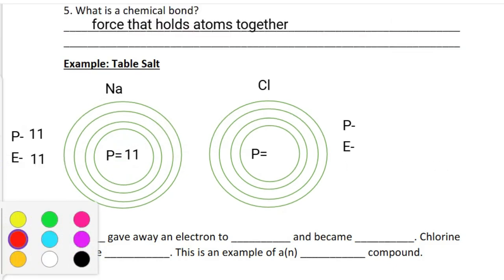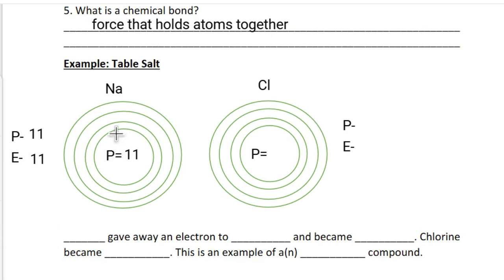So we're going to draw those in the shells. Remember, the first shell can hold a maximum of 2 electrons. So there's 1, 2. Second shell can hold a maximum of 8. So 1, 2, 3, 4, 5, 6, 7, 8. That makes a total of 10. So that leaves us with 1 electron in our outermost shell. So sodium, or Na, has 1 valence electron.